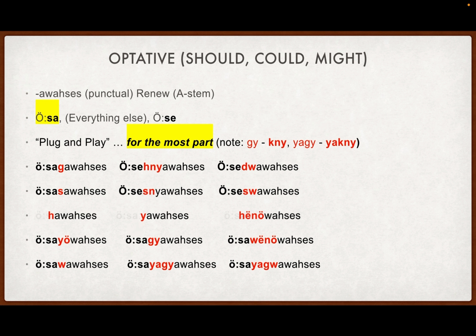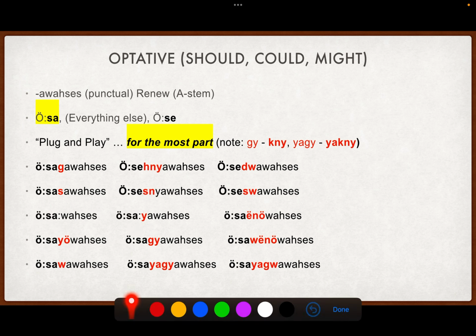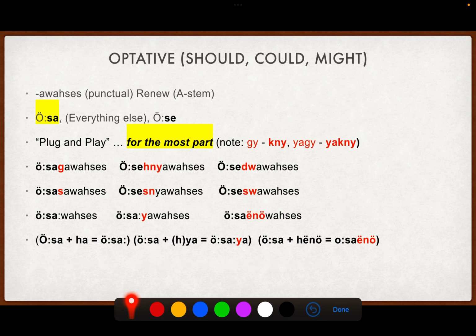They're a little bit different. So that's going to be those ones, right? So it's going to be onsa, wases, onsa yawases, osaino wases. All right. And then I kind of broke down what happens here, like onsa and then the ha.